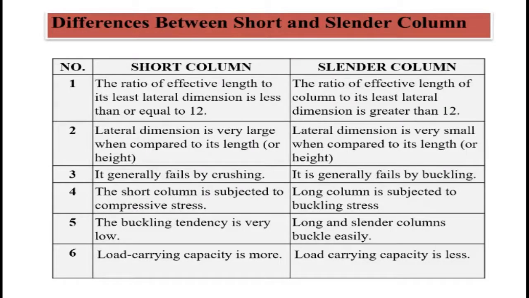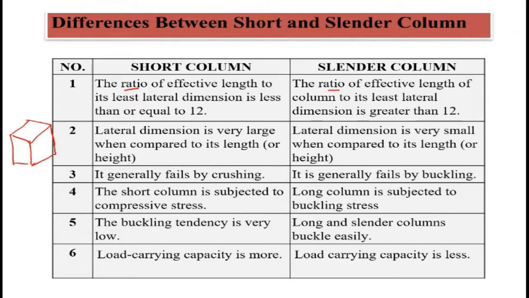So how to differentiate between short and slender column? Again, kita tengok dari segi ratio of effective length to its lateral dimension. Lateral dimension is very large when compared to its length. Macam saya kata tadi, cross section untuk short column lebih besar berbanding dengan ketinggian.